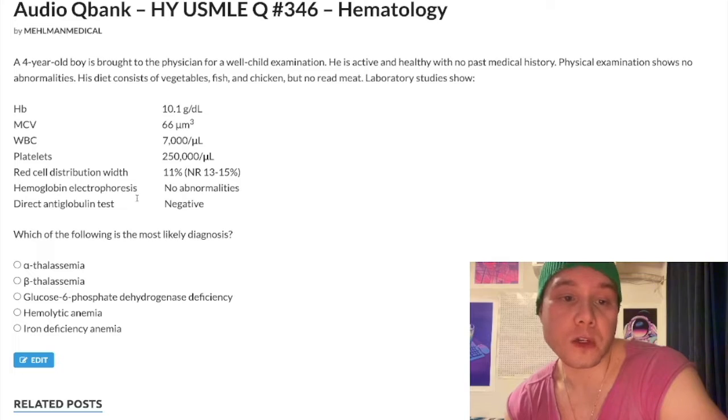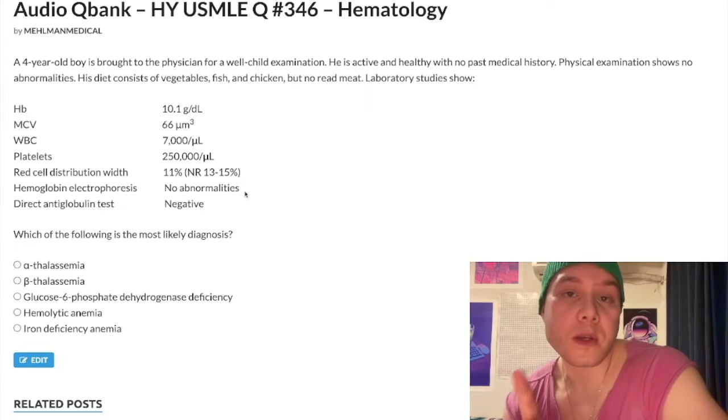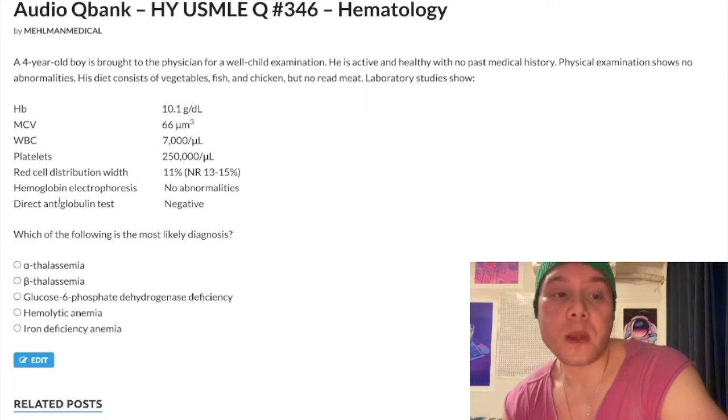Moving on, hemoglobin electrophoresis, no abnormalities, also very important detail. So normal adult hemoglobin is alpha 2 beta 2, that's HbA or HbA1. In contrast, HbA2 is alpha 2 delta 2. That is increased in beta thalassemia, okay? So hemoglobin electrophoresis, if they tell you increased HbA2 and HbF, both of those, beta thalassemia is what you need to know for USMLE. Very important.